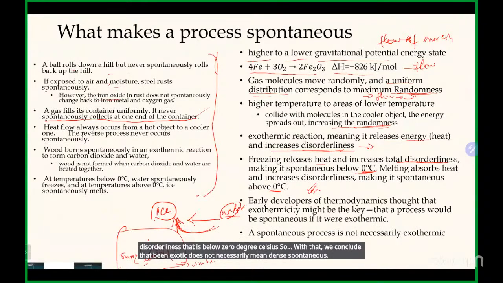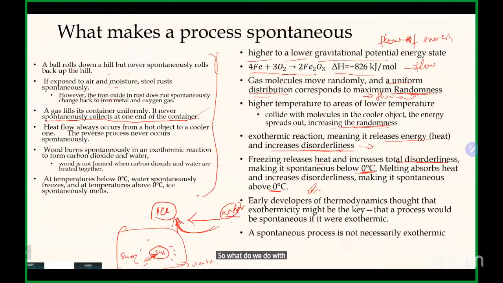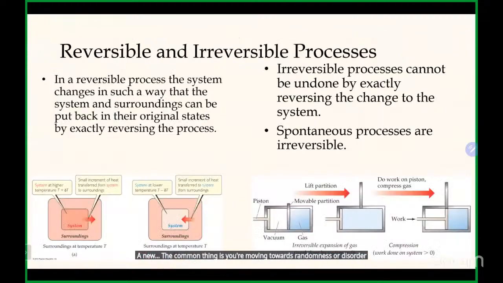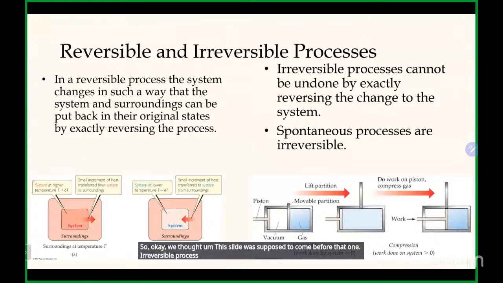So what do we do with spontaneity? Something that is spontaneous, the common theme here is you're moving towards randomness or disorderliness. Now this slide was supposed to come before that one. A process can be reversible or irreversible.